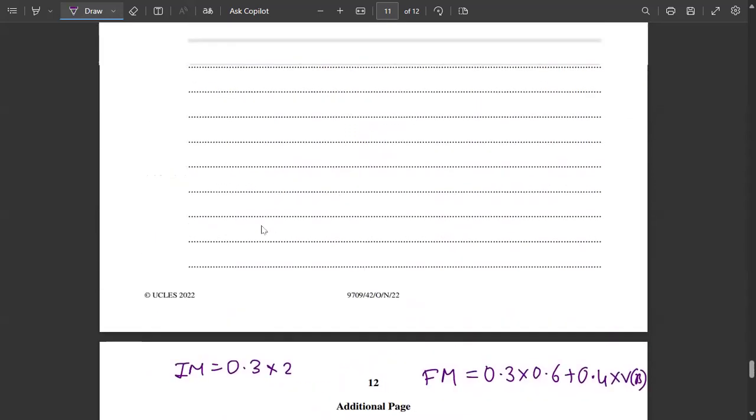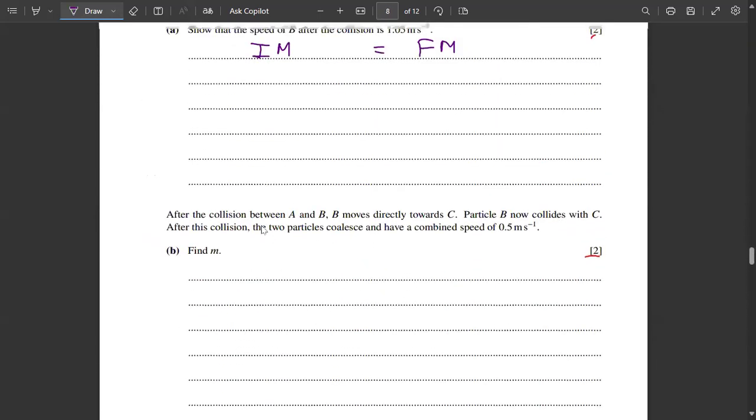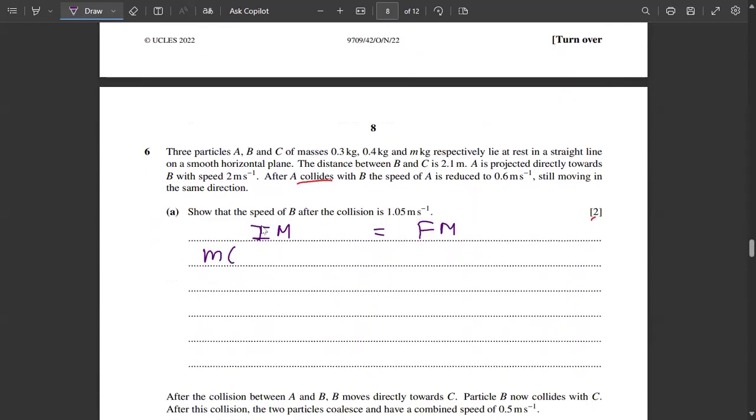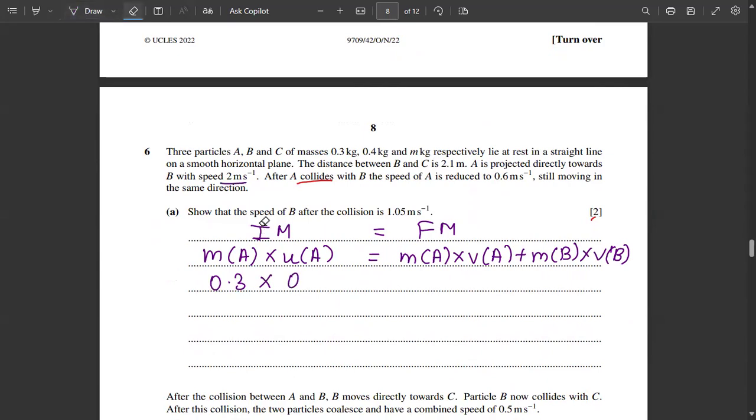So the initial momentum is equal to the mass of A into the initial velocity of A. And the final momentum is equal to the mass of A into the final velocity of A plus mass of B into the final velocity of B. So mass of A is 0.3, this is 2 meter per second. Mass of A will be 0.3, velocity is reduced to 0.6. Mass of B is 0.4. Velocity of B we have to find out.